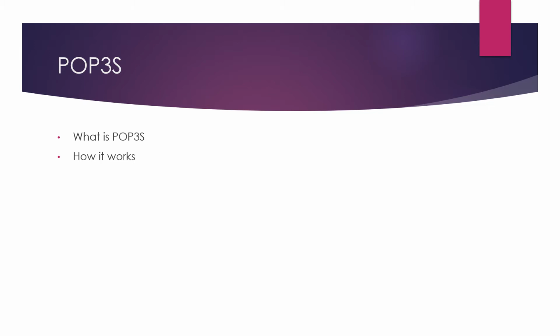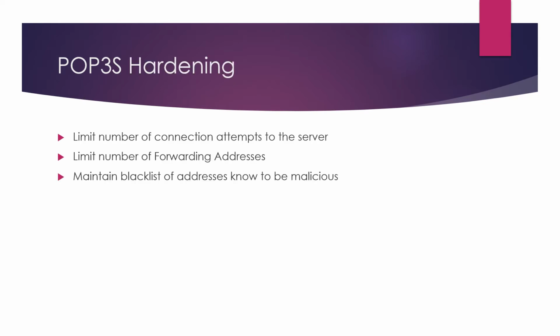In order to establish a POP3S session, you must first set up a mail server for your system. Once the server is set up, you can then install the POP3S service. Once the POP3S service is downloaded and configured to your mail server, you can restart the mail server and apply your settings. Alright guys, so the hardening recommendations for POP3S.